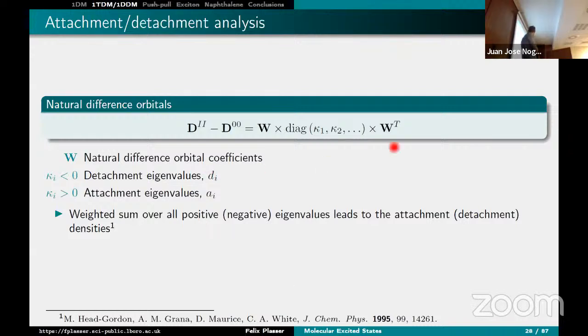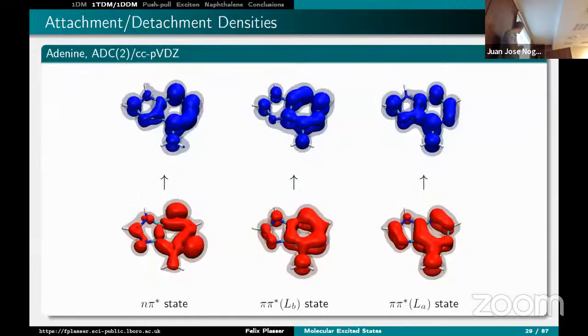But what we can do, so it's all kind of the same story, is go to orbitals. We compute the natural difference orbitals, which are the eigenvectors of the difference density matrix. Then we can compute attachment detachment densities, which Martin Head-Gordon has made popular, where we compute the weighted sum over these, or we compute the individual orbitals. So now these are attachment detachment densities, and you see for the n pi star state, you have the n orbital here and a pi orbital here, and the pi star state. So attachment detachment densities are reasonably well suited to show the character, but I still think natural transition orbitals are probably the best way to actually see excitation character.